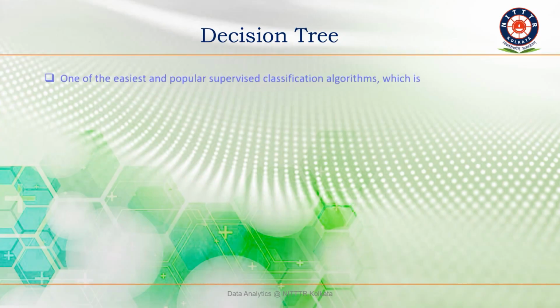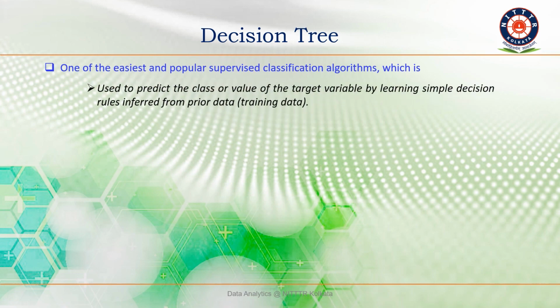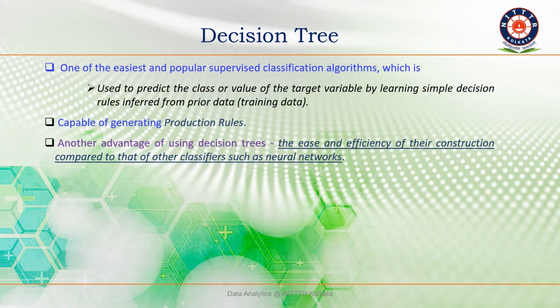Decision tree is one of the easiest and most popular supervised classification algorithms, used to predict the class or value of the target variable by learning simple decision rules inferred from prior data, which is basically called training data. Eventually, it is capable of providing production rules. Another advantage of using a decision tree is the ease and efficiency of its construction compared to other classifiers such as neural networks.